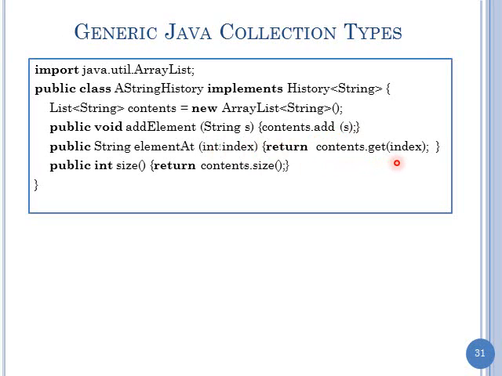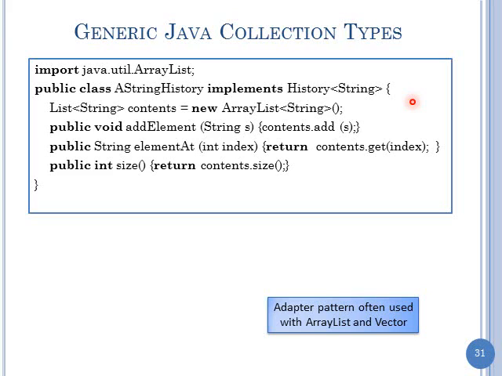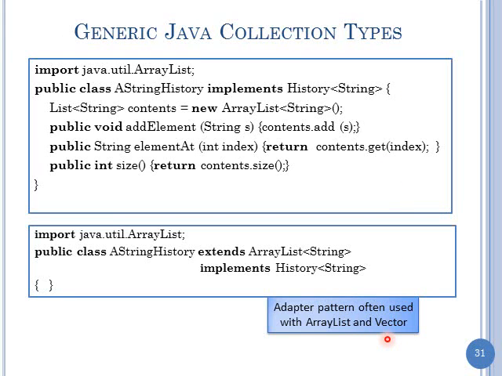My element add, it just changes the name, and my size goes and uses the same name. Okay, so this class, a string history, is another example of an adapter class. And now I'm adapting. I'm changing the element add to get. That's one adaptation, and I'm doing something more also, right? By the way, so I've done this, and adapter pattern often used with array list and vector. I could have done this also. A string history extends array list string.